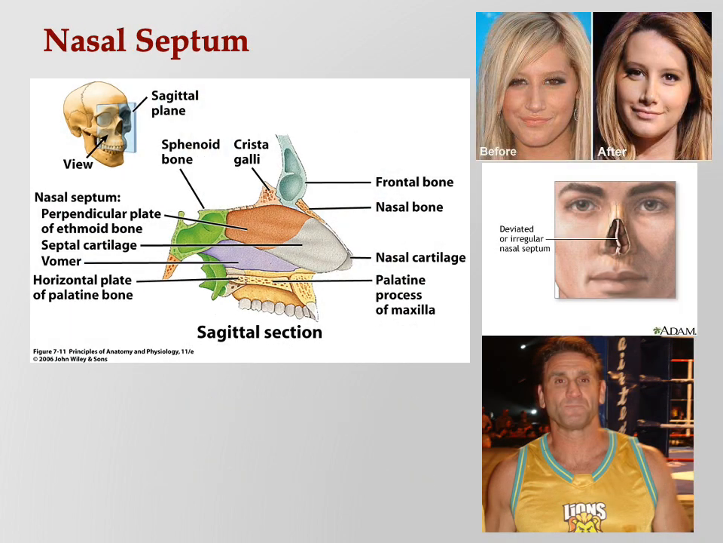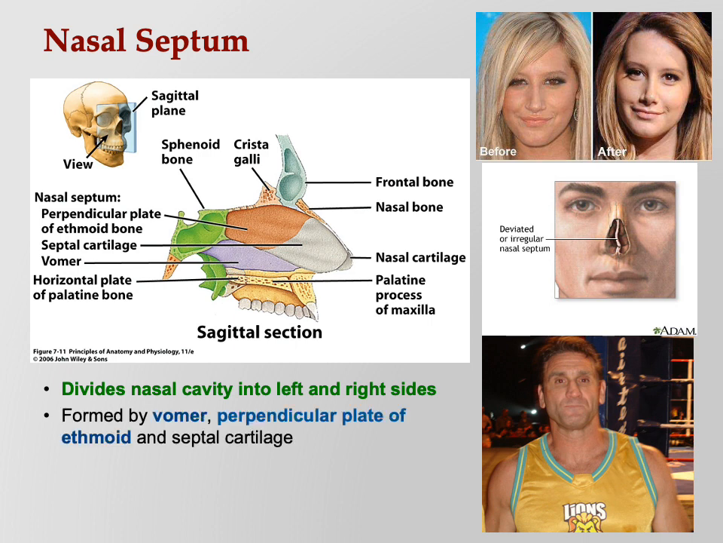So again, the nasal septum divides the nasal cavity into left and right sides. It forms the difference between left and right nostrils. It is formed by the vomer, the perpendicular plate of the ethmoid, and the septal cartilage. Notice there's a lot of cartilage here. The gray is cartilage. Once a person is dead, that cartilage all decomposes, and that's why you don't see a nose on a skull. The nose was all soft tissue. It all decomposed away.